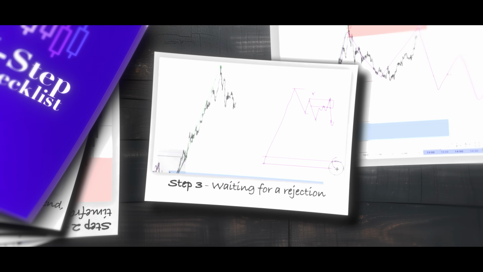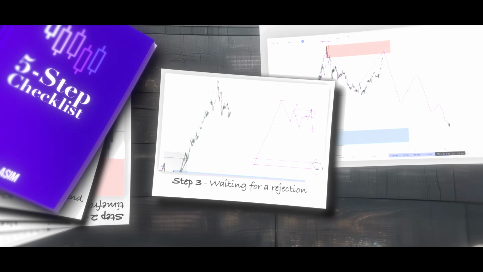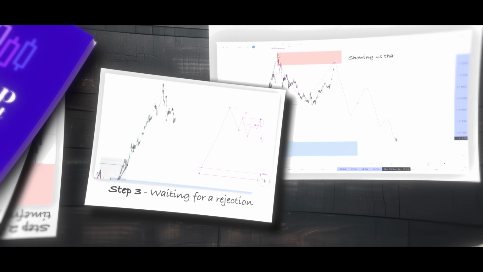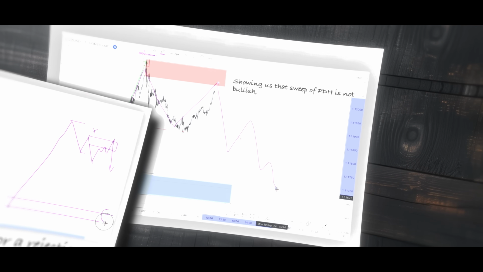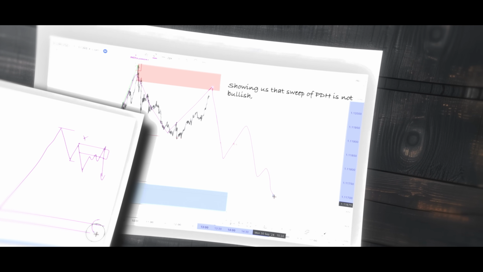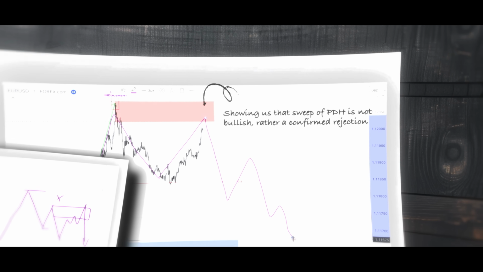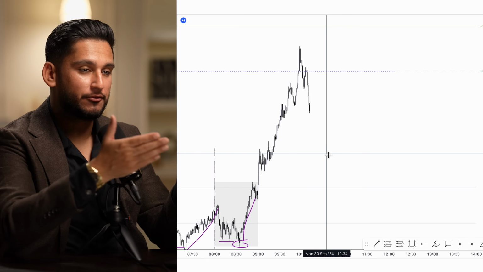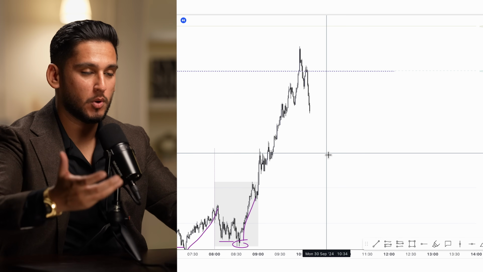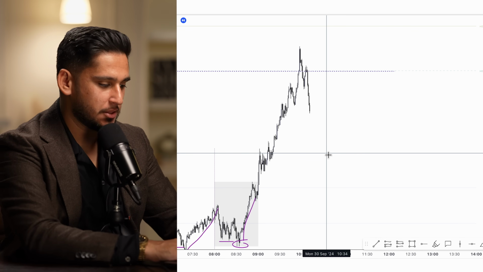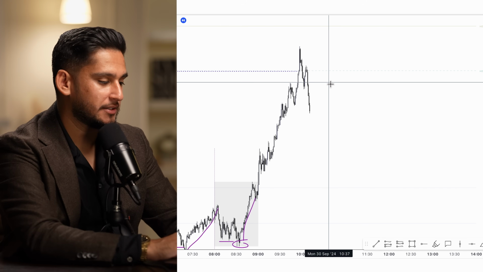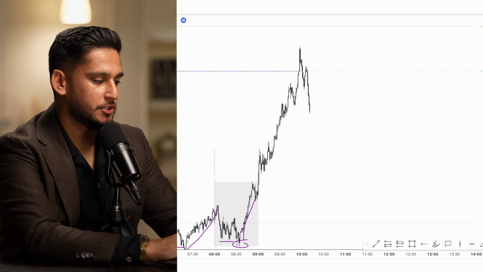Step 3 is waiting for a rejection. Waiting for a rejection, some sort of confirmation to show us that the sweep of previous day high is not just a higher high and we are still bullish. Rather, it's a confirmed rejection and we should actually start looking for sells. But we don't jump into sells. That's reckless. We don't predict the market. We react to what price is telling us. So we see a zone, we wait for confirmation. If it's reacting as we want, then we look to get in. So now that we've taken the appropriate level, we've taken the high of previous day, now I need to start to see rejections.